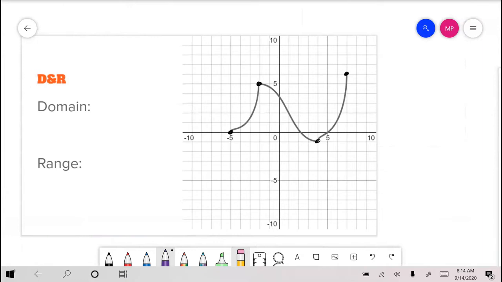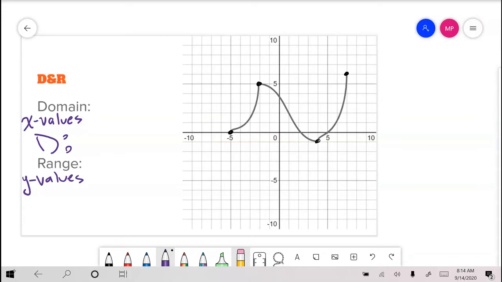For the first section, if we're looking for the domain, remember that's always going to be the x values. We'll write that over here: x values. And then remember, range is always going to be the y values. If we're trying to find the domain, remember we can use interval notation, set notation, or inequalities. For this one, I'm going to use interval notation.